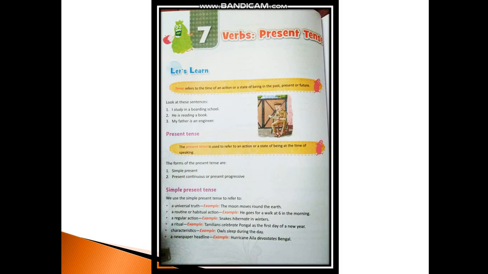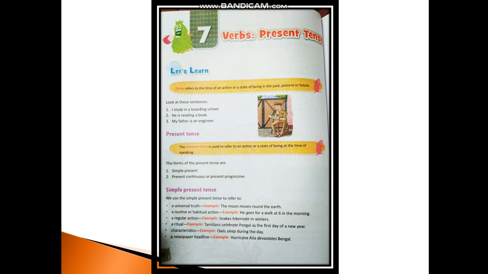So present tense is used to refer to an action or a state of being at the time of speaking. As we are speaking, the action is being done. Okay, so the forms of the present tense are simple present tense and present continuous, or you can also say present progressive. Simple present tense, we use the simple present tense to refer to firstly a universal truth or a fact. For example, the moon moves around the earth. Okay, so that's a universal truth that the moon moves around the earth.